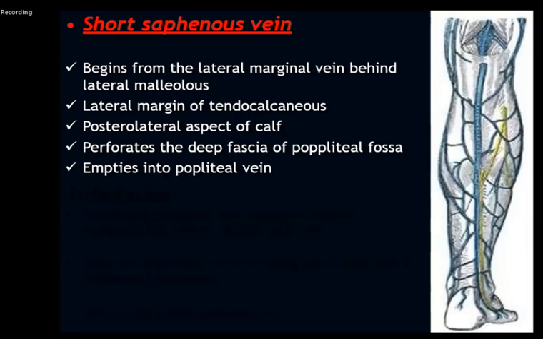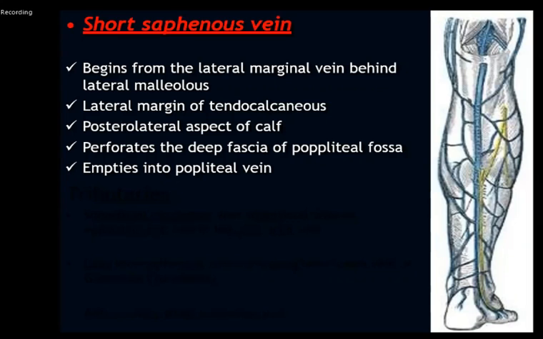The short saphenous vein begins from the lateral marginal vein behind the lateral malleolus. It ascends on the lateral margin of the tendocalcaneus and then goes up on the posterior lateral aspect of the calf, perforates the deep fascia of the popliteal fossa and empties into the popliteal vein.